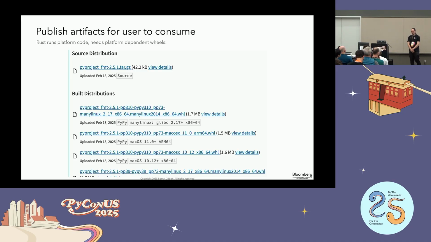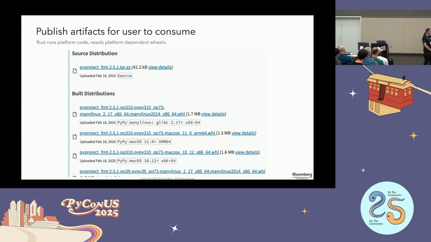So for example, you can see here for the PyProject.format project, if you look at the published wheels, you see that I have a source distribution, which is the easy one. That's just the raw code. But if I actually want a wheel, because I don't want my user to have Rust installed, I need to generate a wheel for every platform.